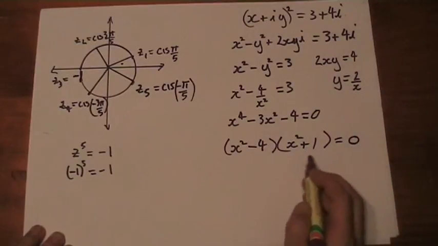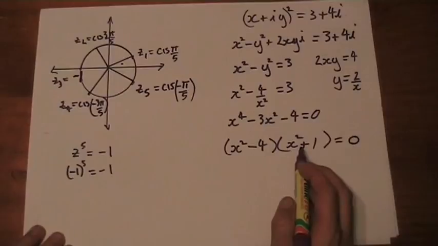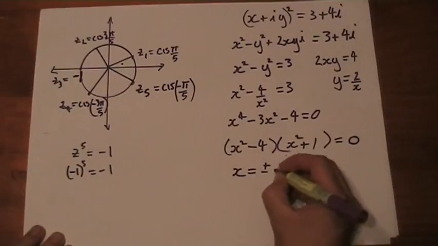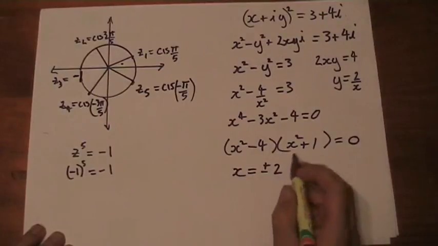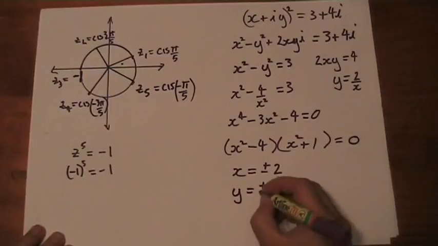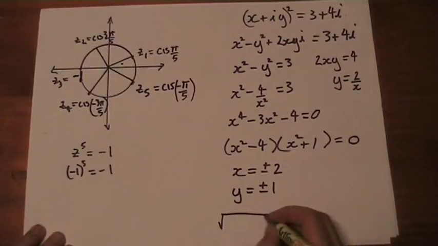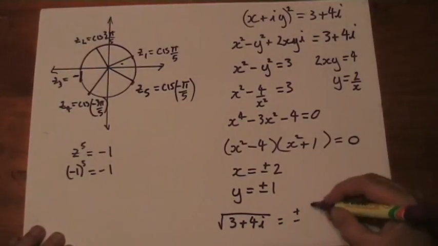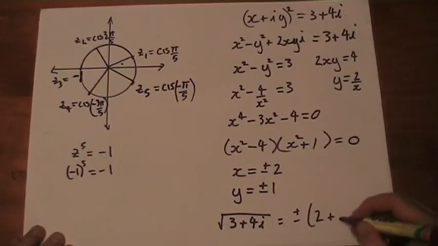This one will not give me any real solutions, so I won't use that one. This one does. This gives me two real solutions: x is equal to plus or minus 2. Substituting back over here, that tells me that y is equal to plus or minus 1. So the square root of 3 + 4i is equal to plus or minus (2 + i).